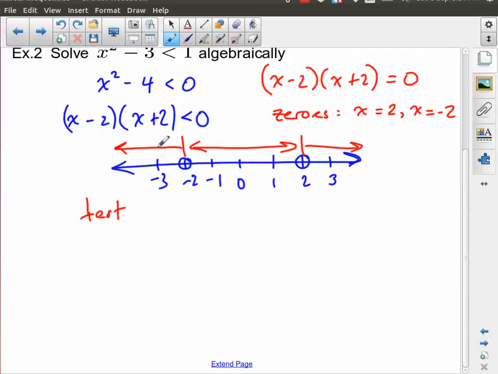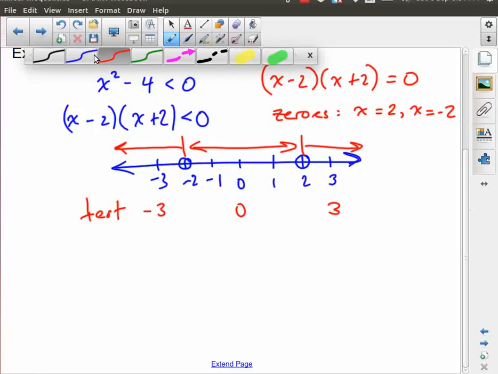So for example, a logical test value here might be negative 3, but I could choose negative 4 or negative 5 or negative 3.2 or negative pi. All of those things would be valid test values. A very logical test value here might be 0, and over here I'm going to test 3. All right, let's go ahead and perform those tests.